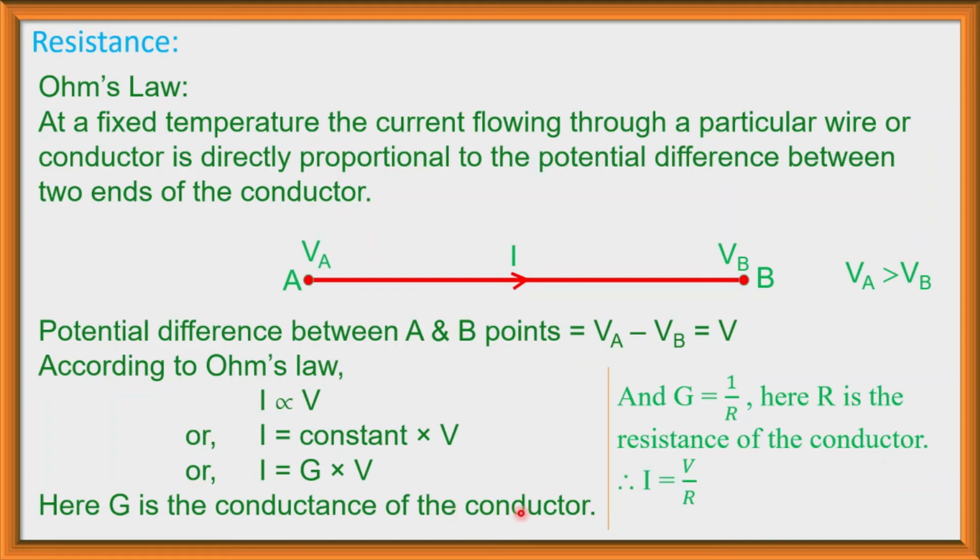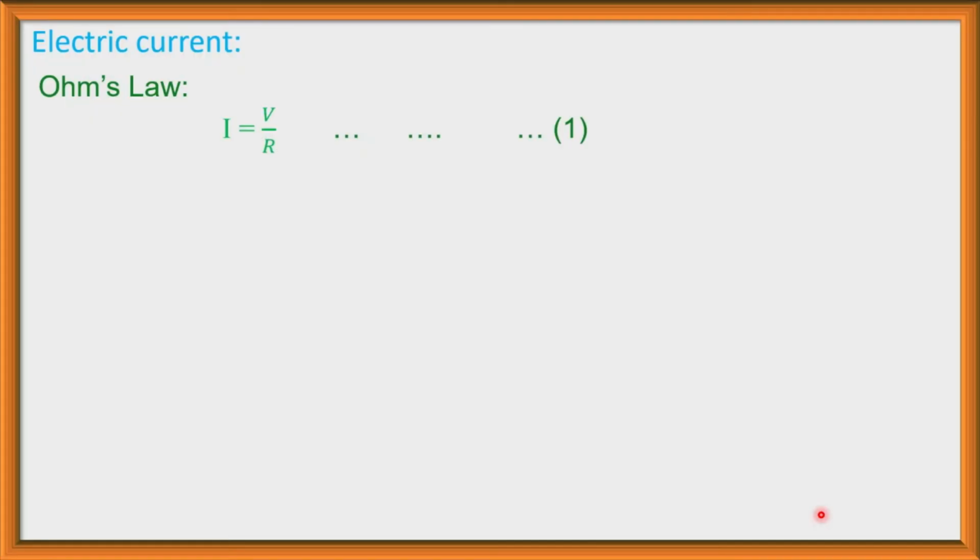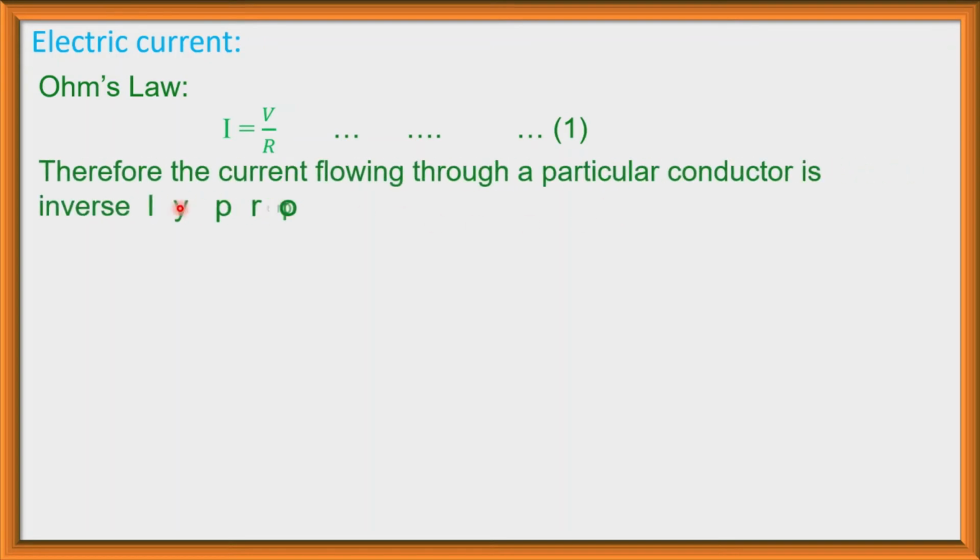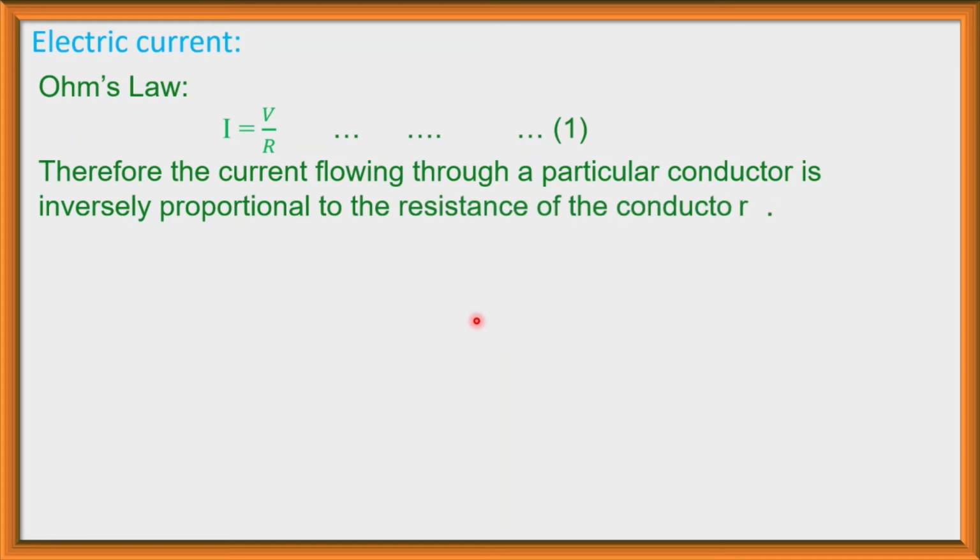Therefore, I is equal to V divided by R, because G is equal to 1 divided by R. So I is equal to V divided by R. This is Ohm's law. I is equal to V divided by R. This is equation number 1. And from this equation, the current flowing through a particular conductor is inversely proportional to the resistance of the conductor.